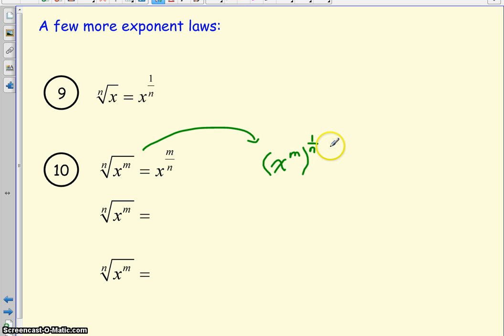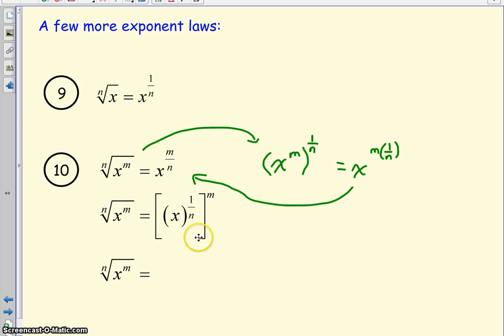Well, the power of a power rule tells me that this would be the same thing as x to the exponent of m times 1 over n. And we all know when we multiply those two fractions together, the m would multiply in the numerator, so we would get m over n. So that's where that rule comes from.